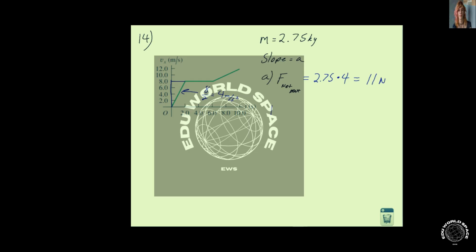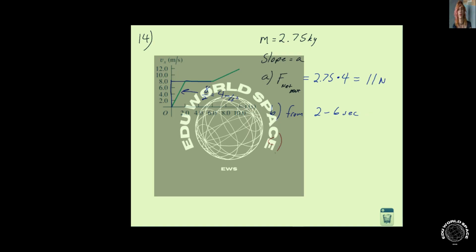There's the max. Part B is asking, is the net force ever 0? We have to ask, is the acceleration ever 0? Is the slope ever 0? Yep, the slope is 0 from 2 all the way to 6 seconds. So that's our answer. From 2 to 6 seconds, we have no acceleration, no net force.